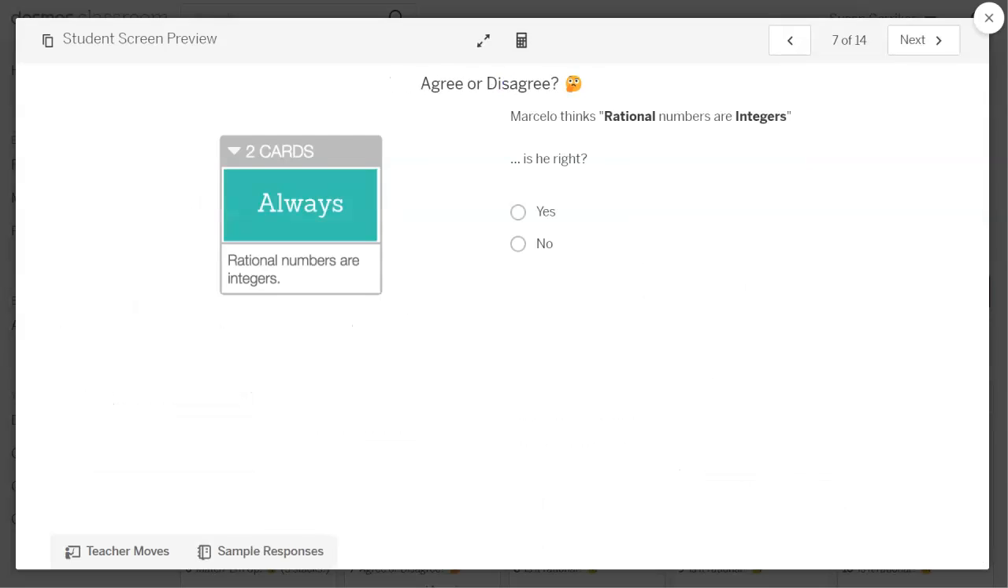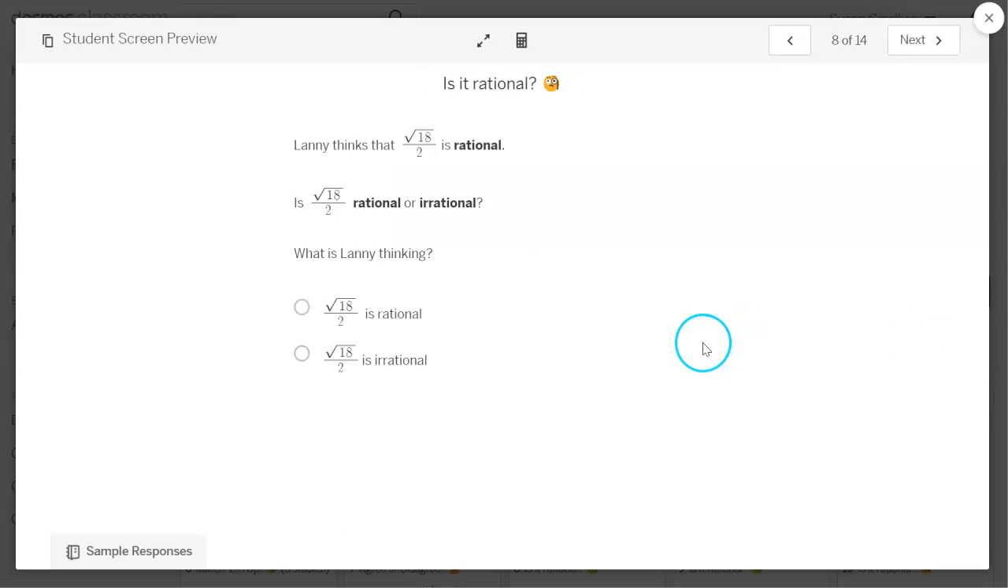Here is Marcello thinks that rational numbers are integers. Is he right? Yes or no? Once you answer this question, it does say explain your thinking. Lanny thinks the square root of 18 divided by 2 is rational. And then what is Lanny thinking? So what might make him believe that it's rational? What could he be thinking to think it's rational?